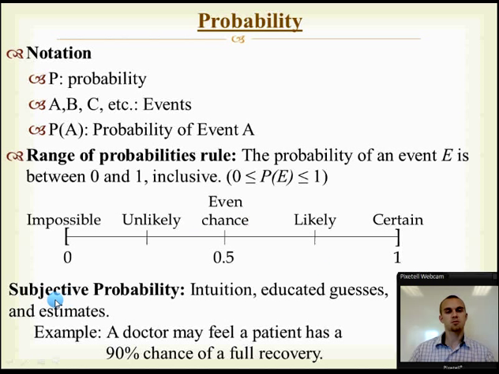Now we have several types of probability. One of those is subjective probability, and that's using intuition or educated guesses or estimates to come up with a possible probability. A place we often see this is in the medical field, where a doctor may look at some different things about a patient and say they have a certain percent of recovery. For instance, a doctor may feel the patient has a 90% chance of full recovery, but they can't be sure, they're just using their intuition and educated guesses to determine that. We're going to avoid this type as much as possible.